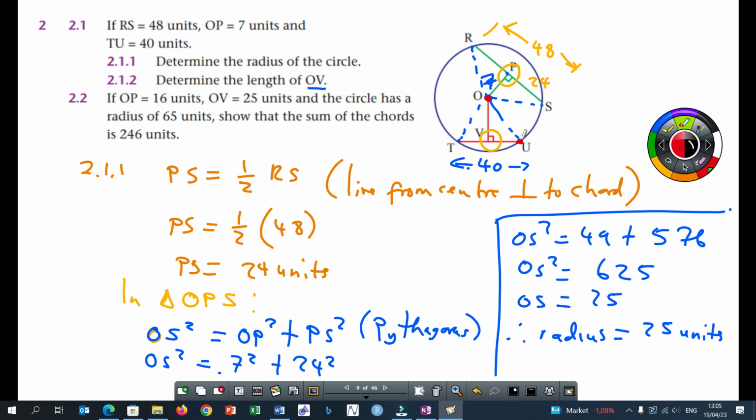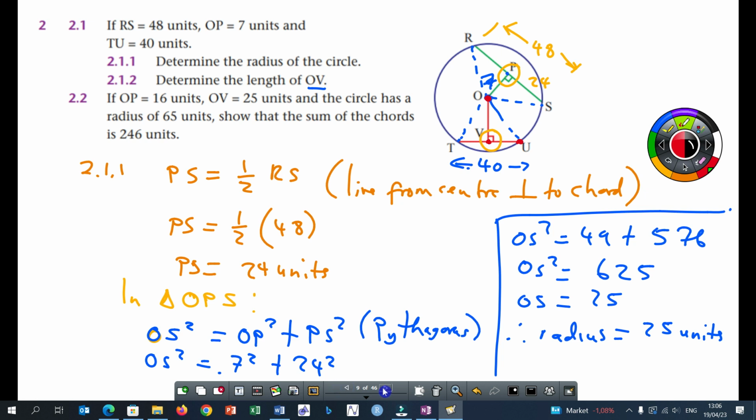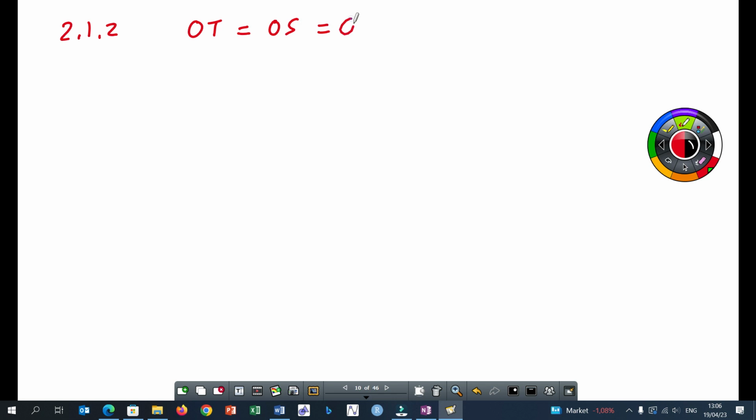Right? So OV is from here all the way up to there. Now, the good thing is, I already know the length of my radius. So OT is a radius, OU is also a radius. So first thing there, when I go to the next page, I'm going to specify. So this is 2.1.2, that OT is equal to OU equal to OS, they're all equal to OR because they are radii. That is important to state so that you make it clear that you know what's happening.